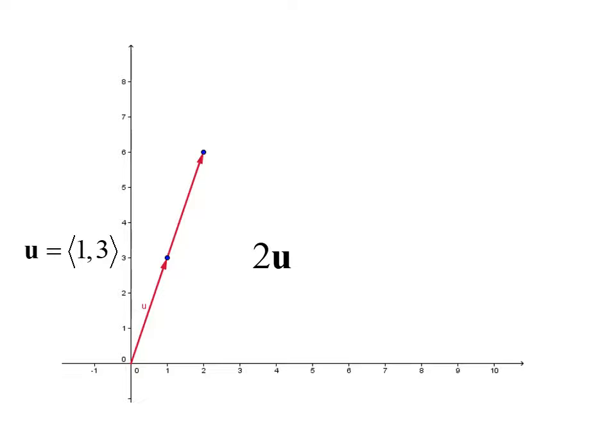Now here I've taken the vector u, the red vector, and duplicated it. In other words, there are two of them. Two u's. Now 2u is nothing more than doubling each component. So if we double the x component and double the y component, we get the vector 2 times u.